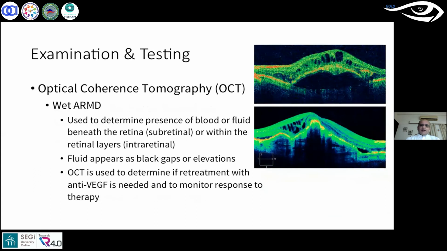In terms of wet ARMD, it's very, very hard to miss. So if you see a patient with wet ARMD on OCT, you would see these large elevations, which usually show the presence of subretinal fluid or blood. And these appear as black gaps or elevations. You can see these under the pigment epithelium. This would be the choroidal neovascularization. You can see subretinal fluid or pockets of fluid here. You can see pockets of intraretinal fluid here.